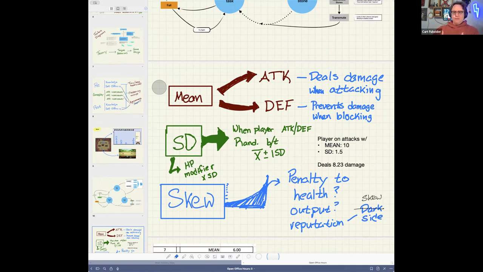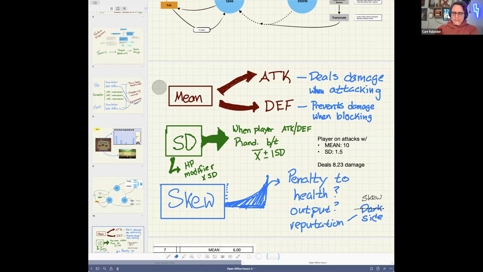So in this game, the player makes a theta stone. It has that mean and standard deviation. When they imbue their familiar, their creature, their Pokemon, whatever it is, obvious allusion to Pokemon here, the mean is the power that goes into the attack and defense. So when they attack, the mean provides the damage that they deal, and when they block, the mean is the amount of damage that's prevented.